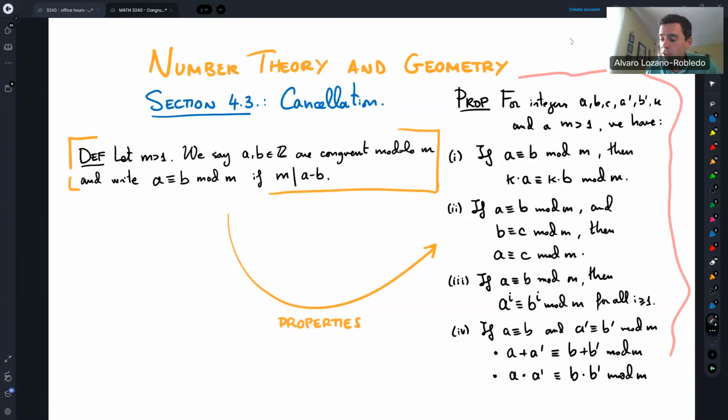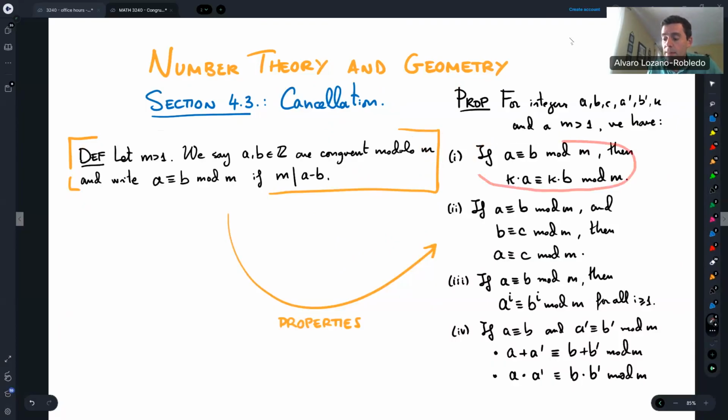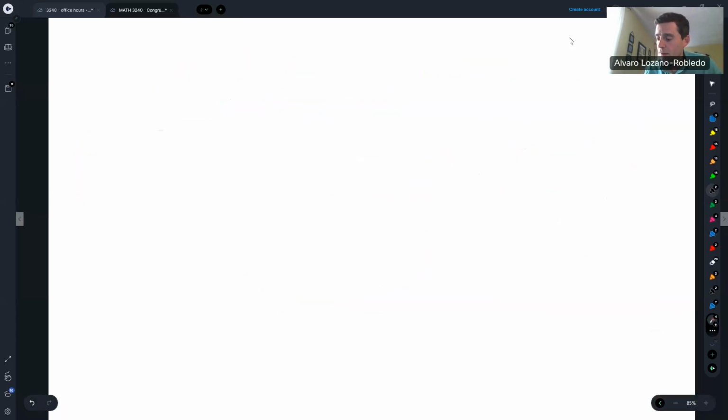But one property in particular is this: if A and B are congruent, then multiples of A and B are also congruent. So if A and B are congruent, then K times A and K times B are also congruent. And the question is whether this is an if and only if. If you have a multiple here, what we would like is to cancel the K and get that A is congruent to B modulo M. So let me show you some examples and see if that actually works.